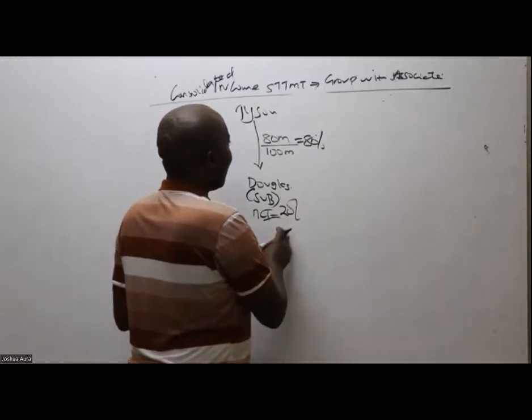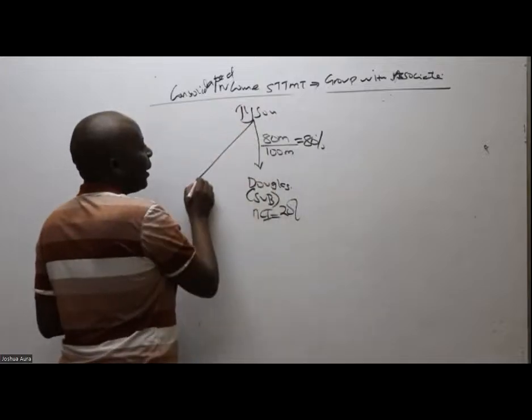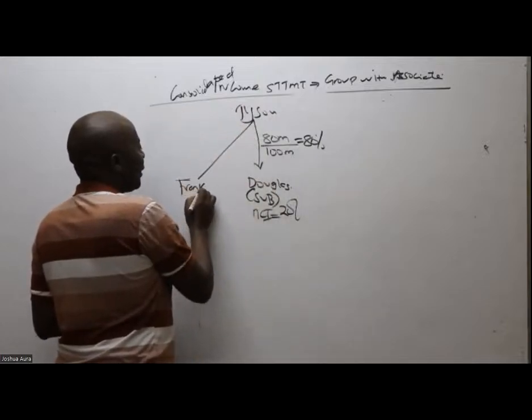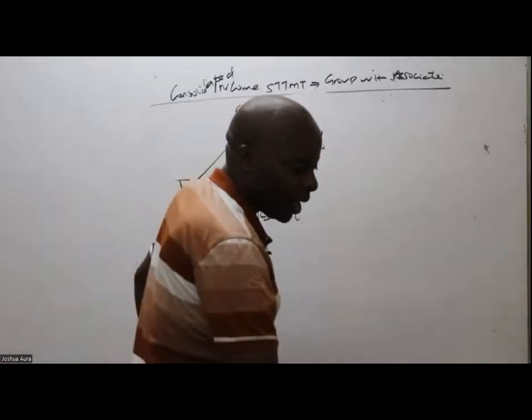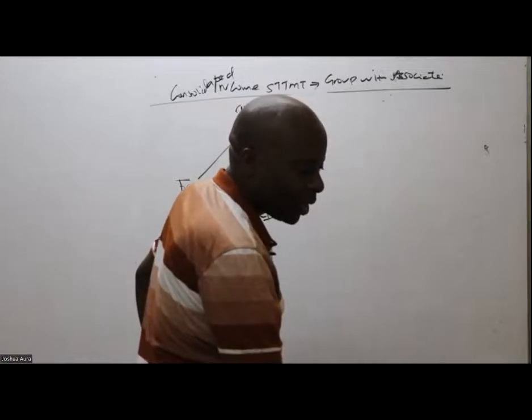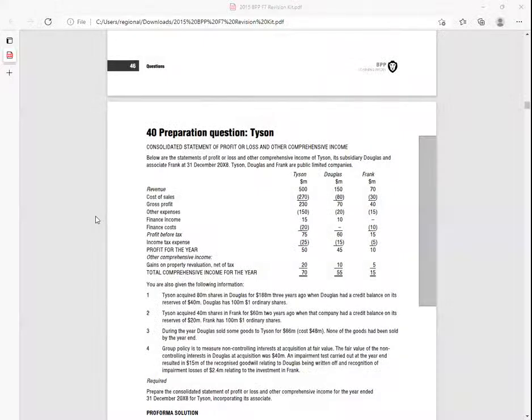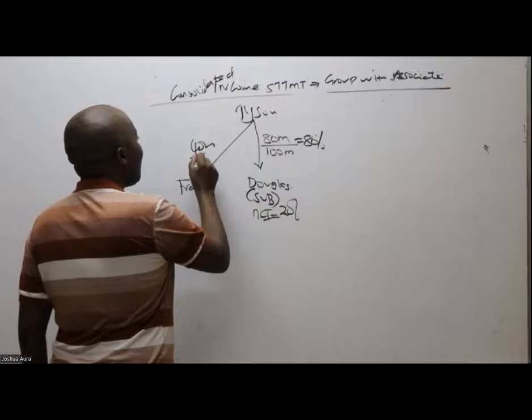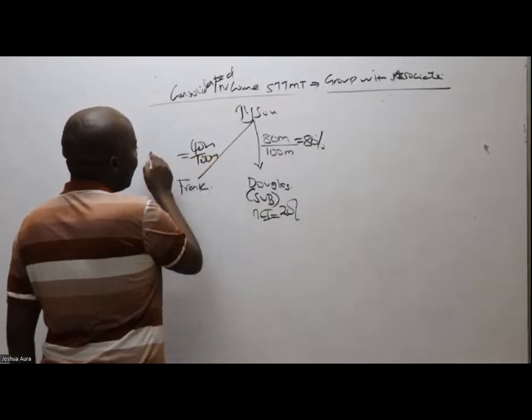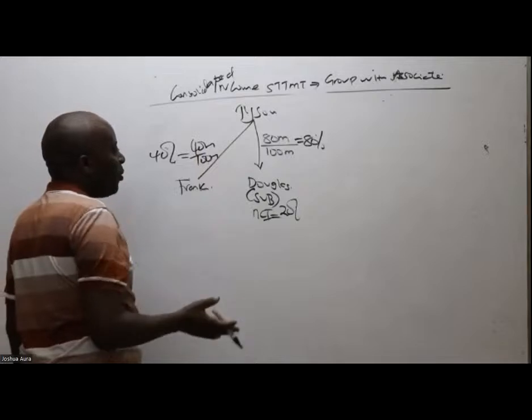It didn't stop there. Tyson in this case here went ahead and acquired another company called Frank. What percentage of Frank did we acquire? Ladies and gentlemen, Frank, we are told Tyson acquired 40 million shares in Frank, and they were 100 million in total. So basically, we acquired 40 million divided by 100 million. So we acquired what percentage here? 40%. If you multiply this with 100, 40%.